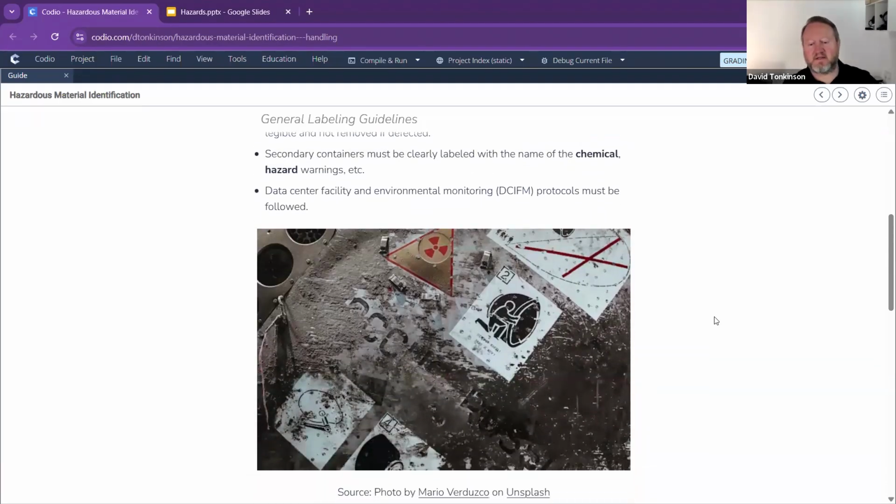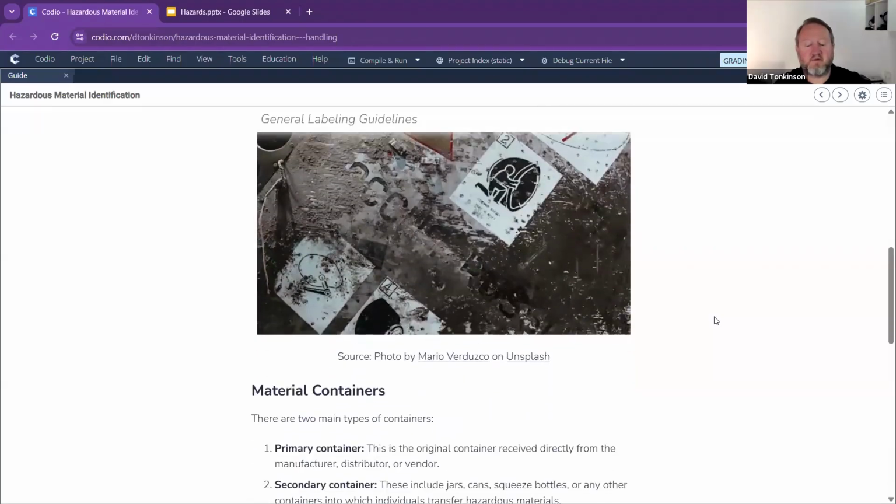Okay, so data center facilities and environmental monitoring protocols must be followed. There is a protocol in there. Okay, the DCIFM, which is your data center facilities and environmental monitoring protocols. So they must be followed.